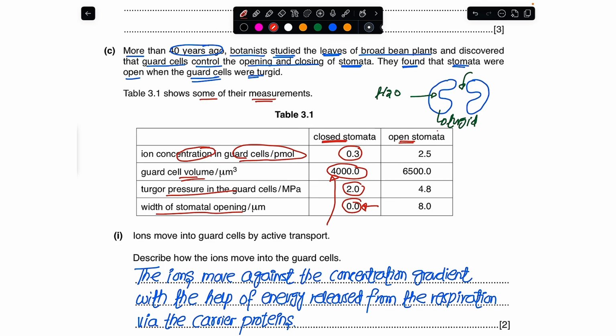But on the other hand, when the stomata have to open up, what is happening? The ion concentration in these guard cells is increasing, and that would bring more water into the guard cells, and that would for sure increase the turgor pressure in the guard cells. And that is why the width of the stomatal opening in micrometers is increasing. So this means that the explanation which they gave us at the top is right.